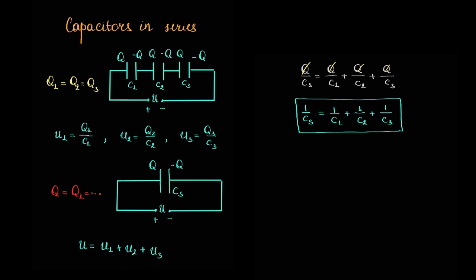If we have more than 3 capacitors connected in series, then the answer will be very similar to the expressions we have found above. So it is just 1 over Cs equals 1 over C1 plus 1 over C2 plus 1 over C3 plus and so on up to 1 over Cn.